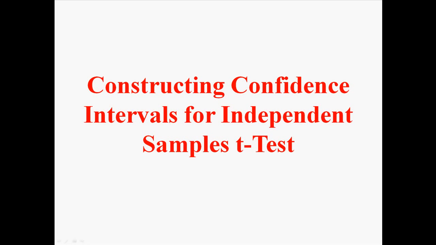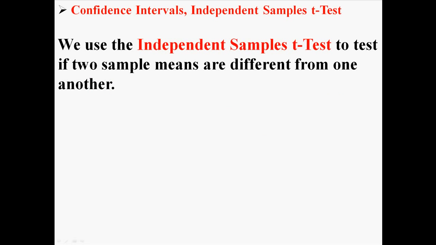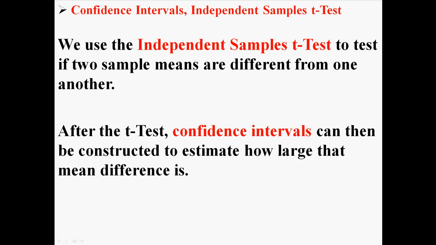So today I'm going to start by showing you how to construct a confidence interval after doing an independent samples t-test. So remember that we use the independent samples t-test to test if two sample means are different from one another. After doing the t-test, if we end up rejecting the null hypothesis, we can construct confidence intervals to estimate how large that mean difference that we found actually is.